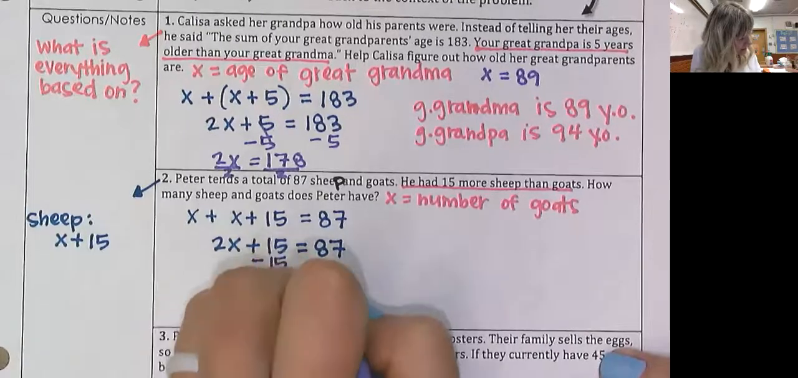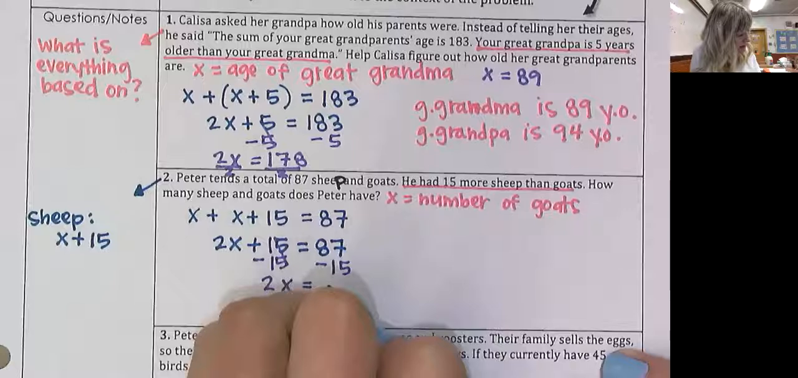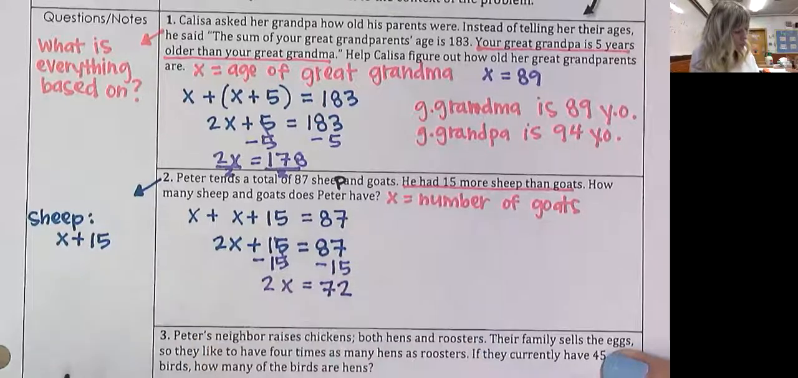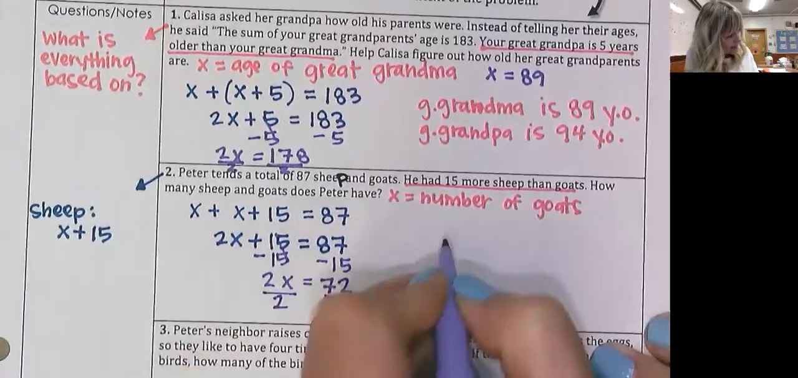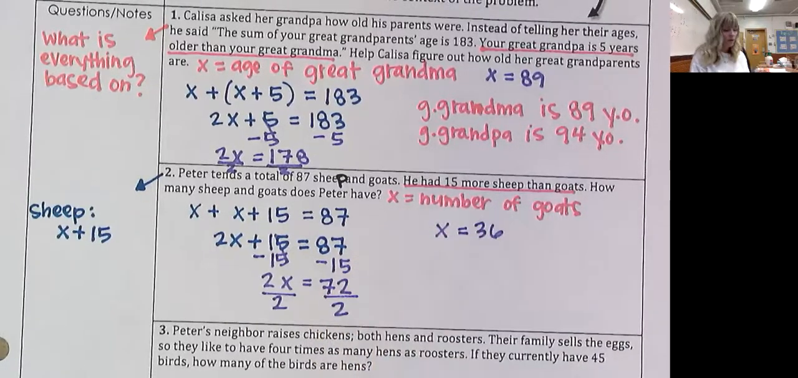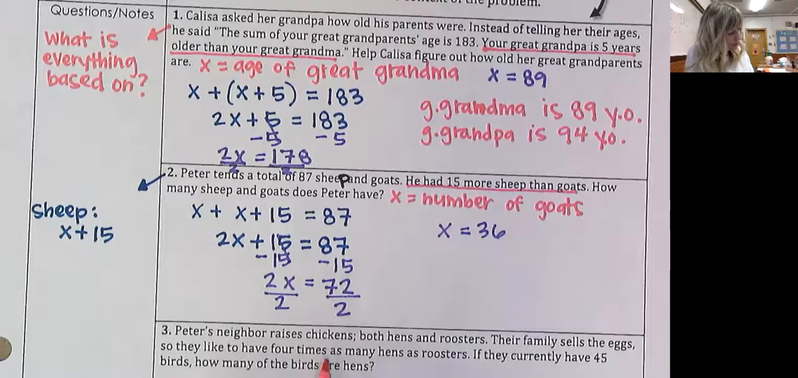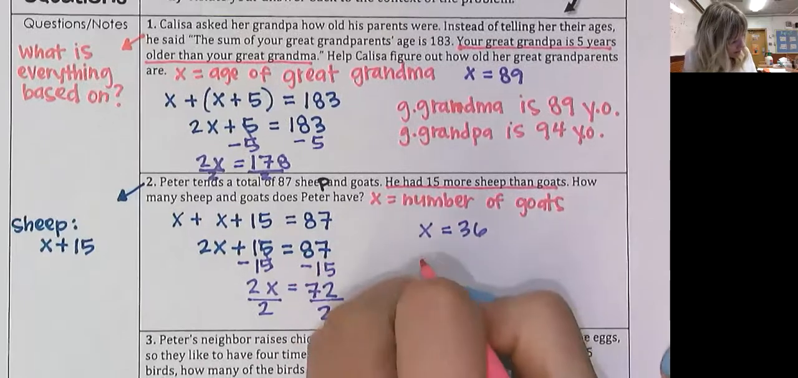Minus 15, minus 15. 2X equals 72. Divide by 2, divide by 2. And X equals 36. There's my actual solution to the equation. But let's finish off our answer here. I wanted to know how many sheep and goats. What did we just find here? Oh, we just found goats.